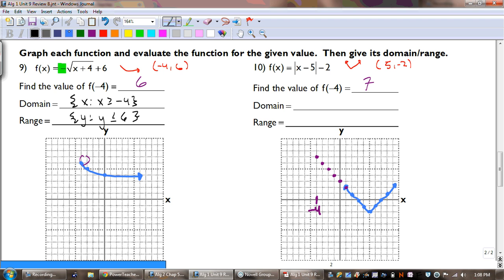Our domain for an absolute value is all real numbers. And what about our range? It's not all real numbers because everything has to be higher than that point. So what is it? Y is greater than or equal to -2.